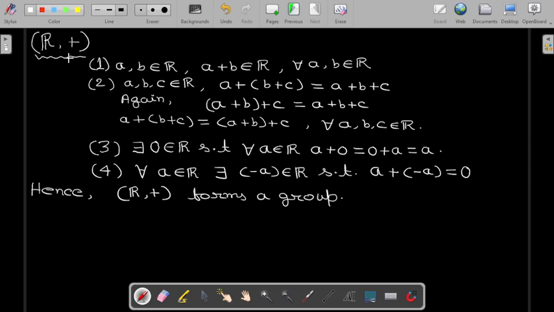So okay, let's do one more. Let's think, if we take the composition as multiplication, would it form a group? That is what I want to ask. The set of all real numbers with respect to multiplication, would it form a group? The answer is no. Why no? It will be closed, it will be associative. There exists an identity 1 belonging to R, such that A into 1 equals 1 into A equals A. But what will be the problem? The problem will be, we would not find any inverse.